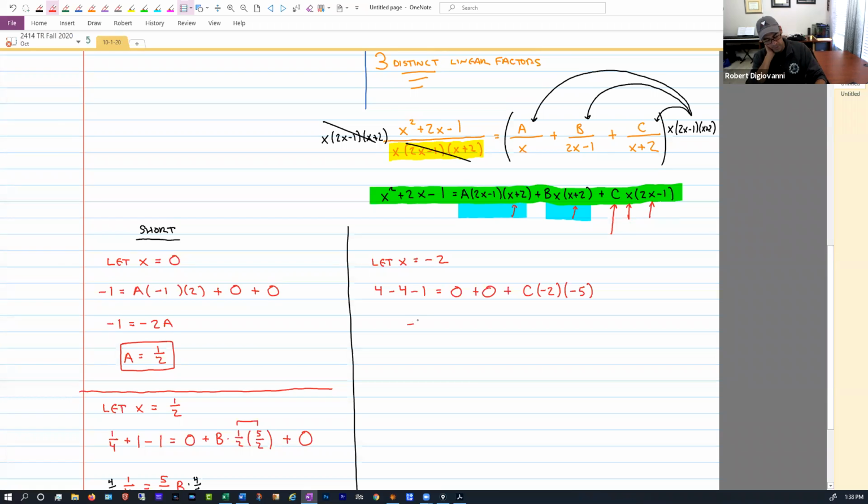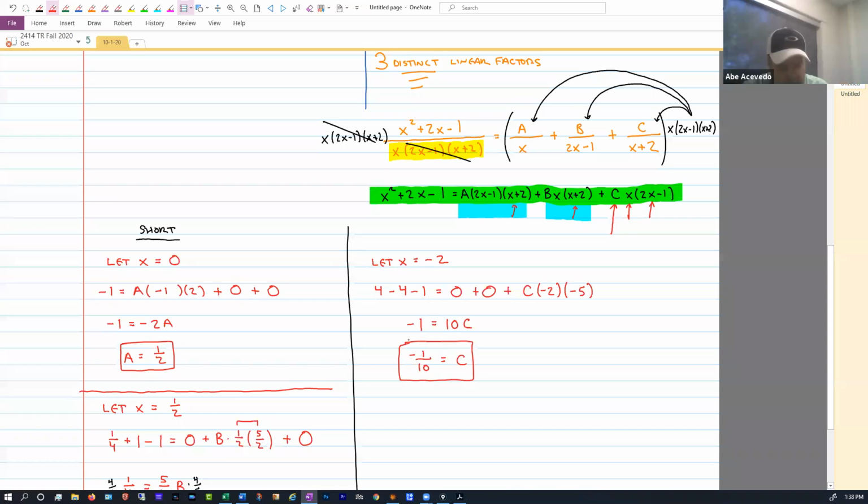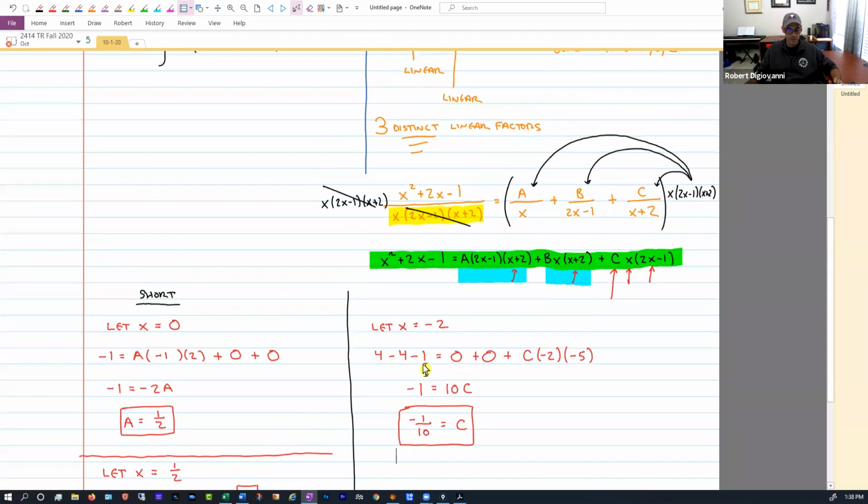So this becomes -1 equals 10C. Divide by 10. C is 1/10. Oh, what? No. Okay. Any questions? Okay. If there are no more questions, let's go get the answer. I'll do the long method after we get the answer.